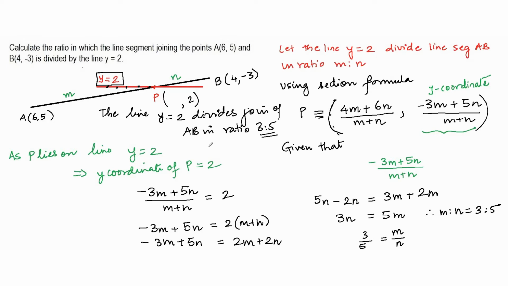So the key idea here was, because the line was y equals 2, we know that the y coordinate of the point is going to be equal to 2. When I say that the equation of a line is y equals 2, it means every point that lies on that line should satisfy the condition y equals 2. That is why it is the equation of that given line. So using the section formula, I found the y coordinate of P and equated it to 2, and from that I was able to find m is to n.